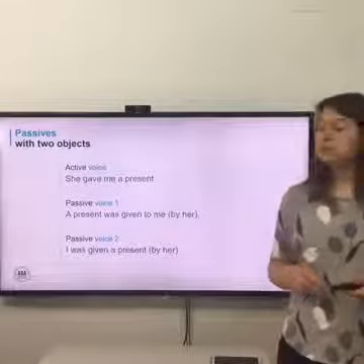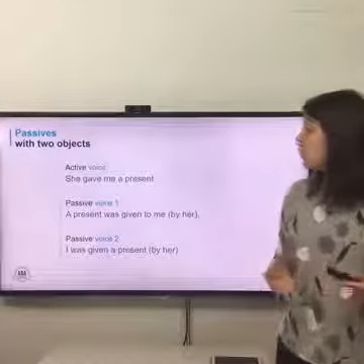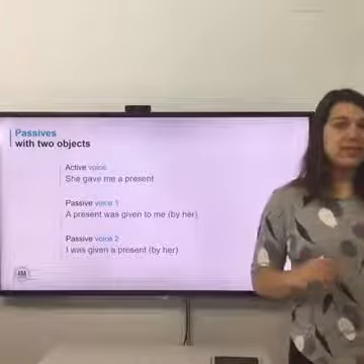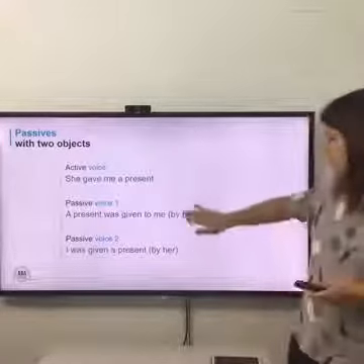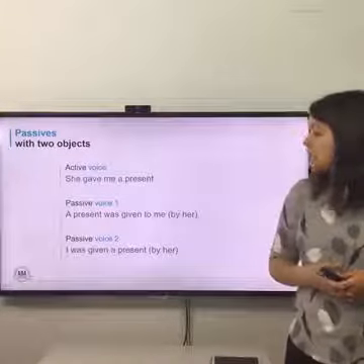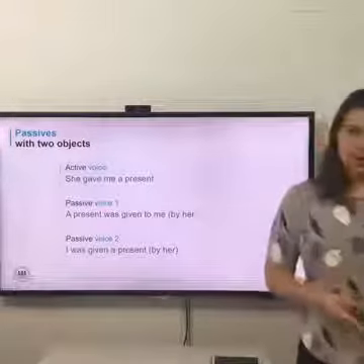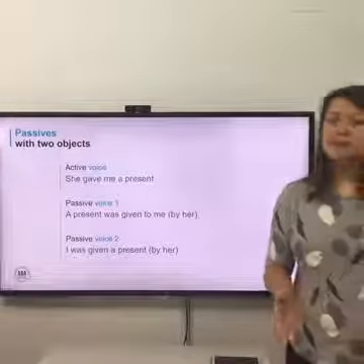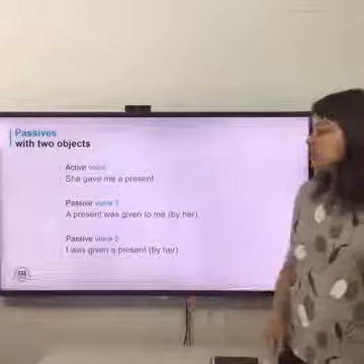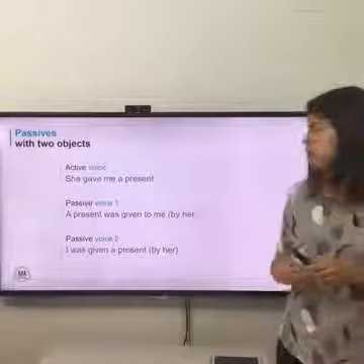The first option is a present was given to me, and then by her is at the end of the sentence, optional. And the second is I was given a present by her. Both are correct. In this case, you can choose whichever one is more comfortable for you.